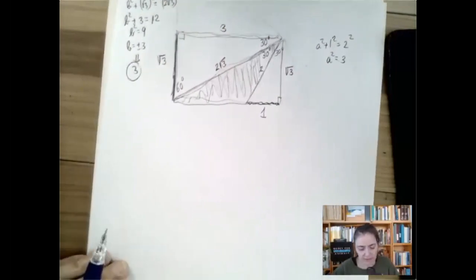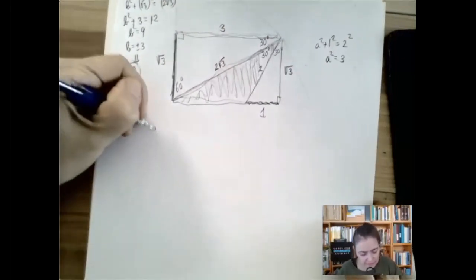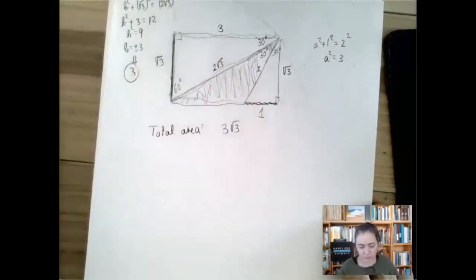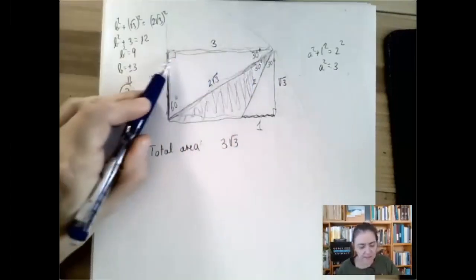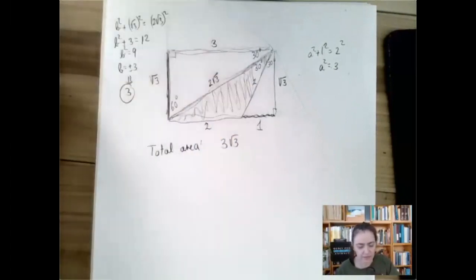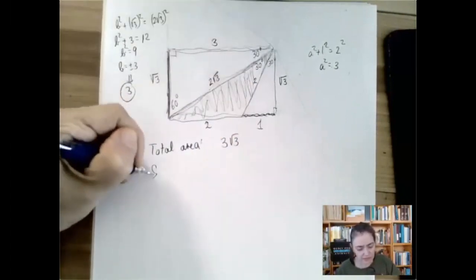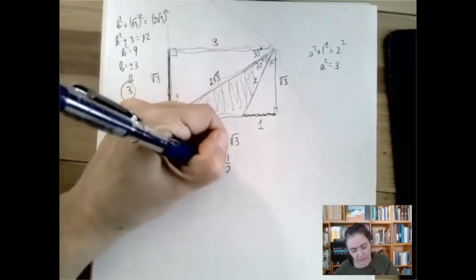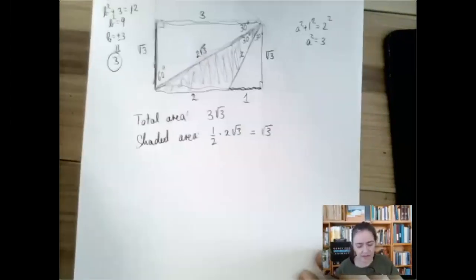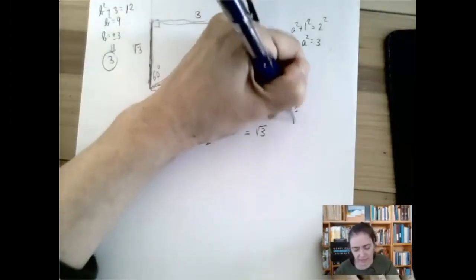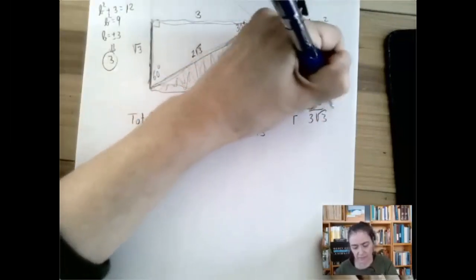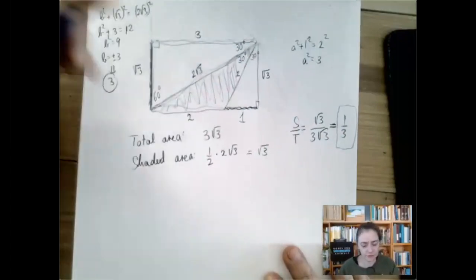Right, so now we can figure out, I think we have everything, because the total area is the area of the rectangle, which now we know both sides is 3 times root 3. And then this side is 3, this is 1, so we can conclude that this side is 2, and the height is just square root of 3. So the shaded area is 1/2 times 2 times square root of 3, which is square root of 3. And so the shaded area divided by the total area is root 3 divided by 3 root 3. So the answer, we think, is 1/3.